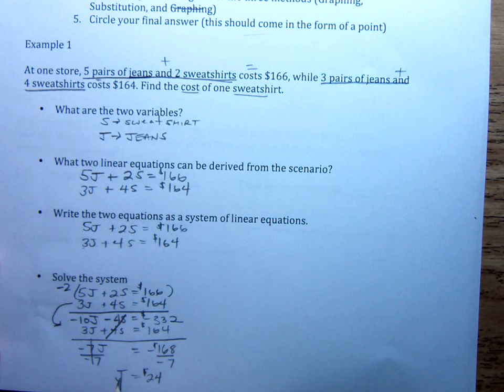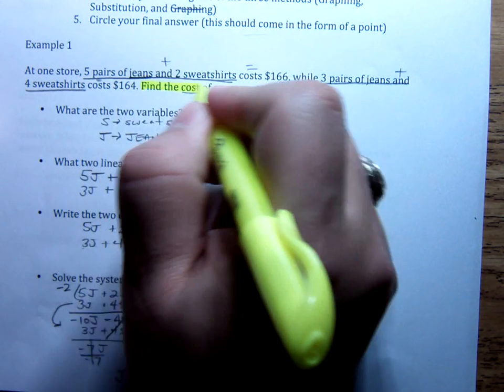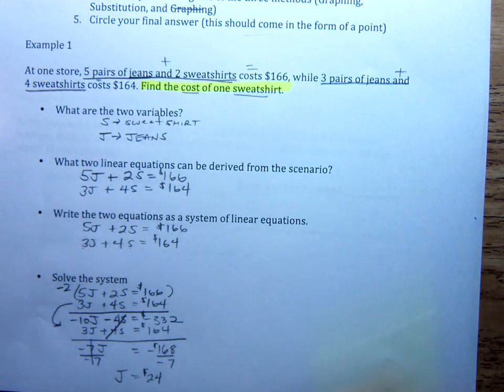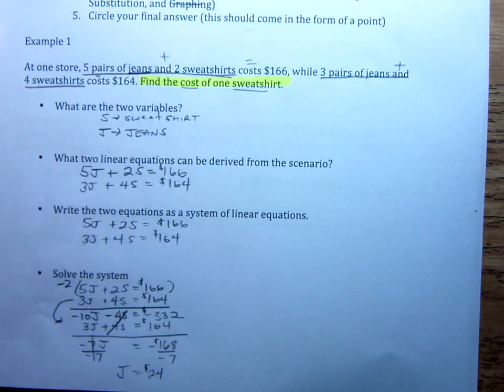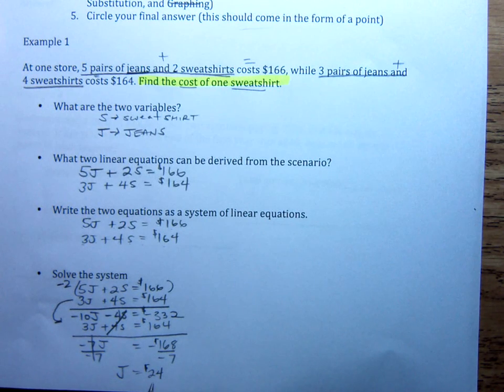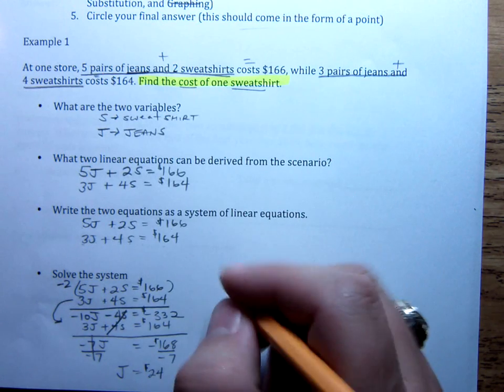Now, if I go all the way back to the beginning of my question, this is where highlighting is important, and going back to check to make sure you're doing the right thing, I'll find out that I'm not actually looking for the cost of jeans. I actually want to find the cost of one sweatshirt. So I need to go back. While I need this information to get my answer, I'm going to go back and find the cost of one sweatshirt. So I need to go back in and just pick one of my 2 original equations right here.